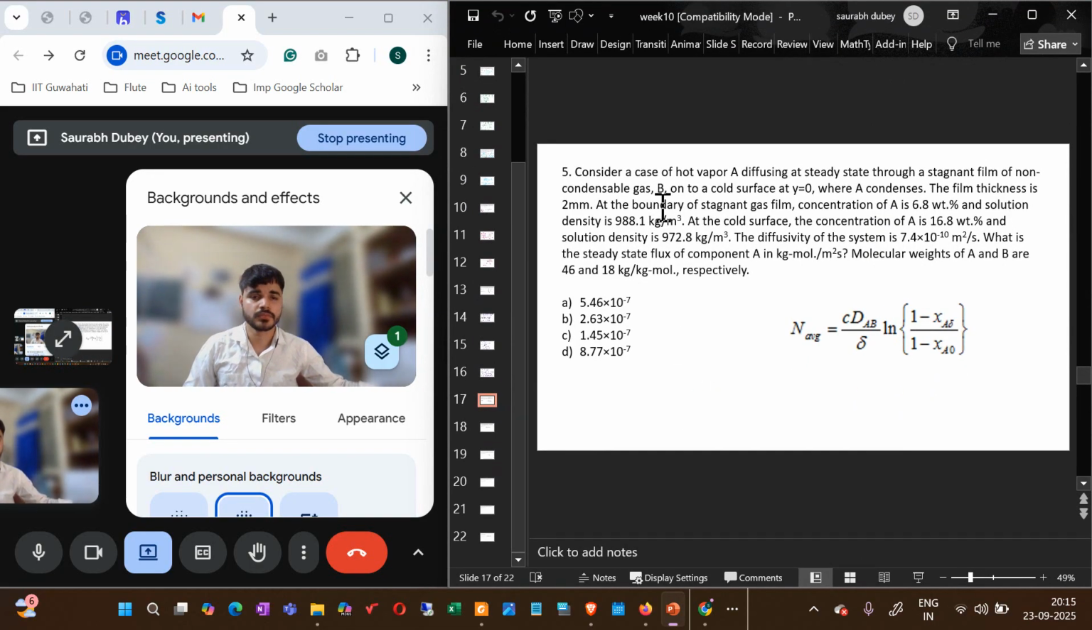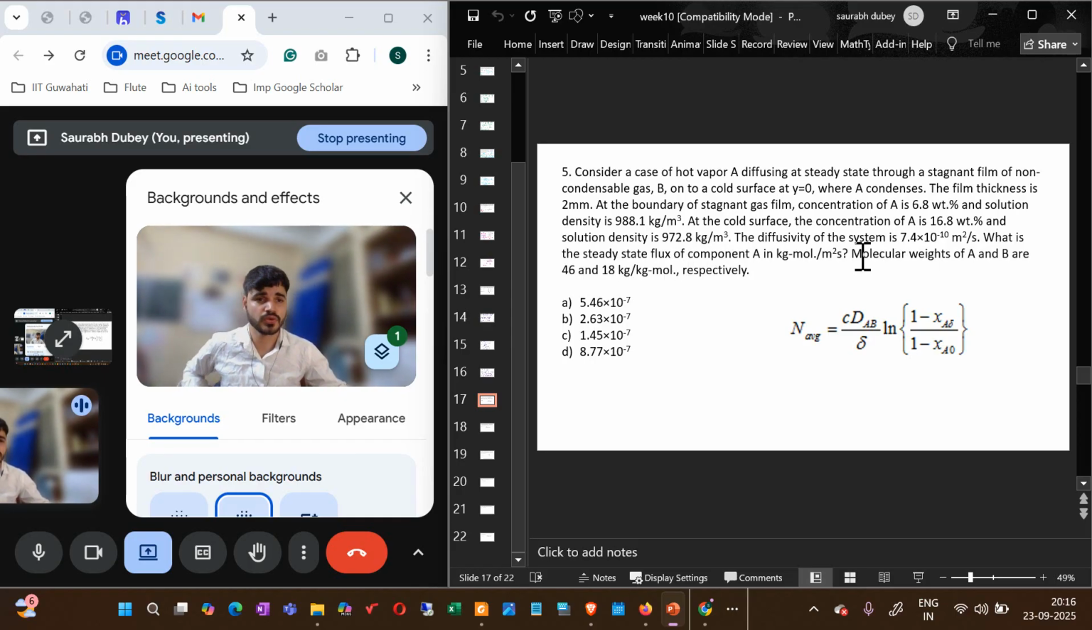Okay. So consider a case of hot vapor A diffusing at a steady state through a stagnant film of non-condensable gas B on the cold surface at y equals 0 where A condenses. The film thickness is 2 mm. At the boundary of the stagnant gas film, the concentration of A is 6.8 weight% and the solution density is 988.1 kg per meter cube. At the cold surface, the concentration of A is 16.8 weight% and the solution density is 972.8. You see it is reduced.